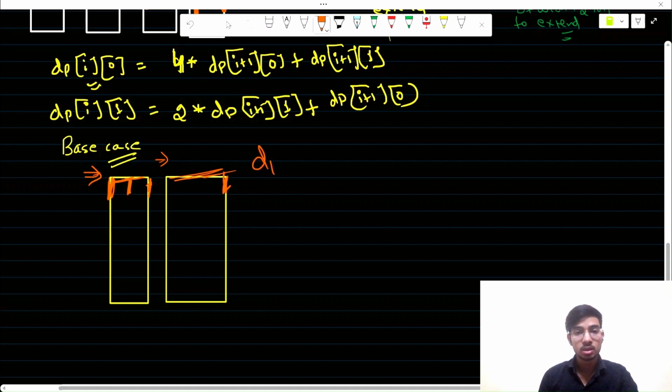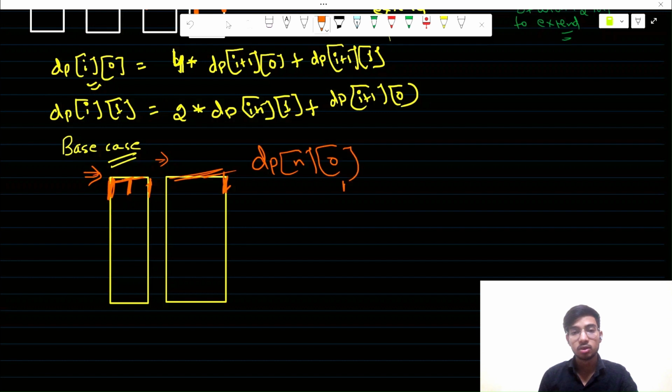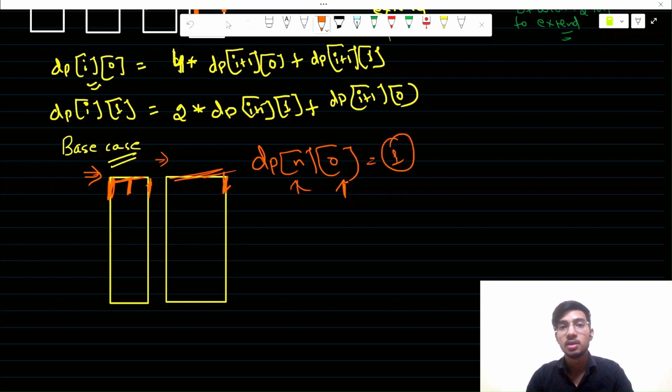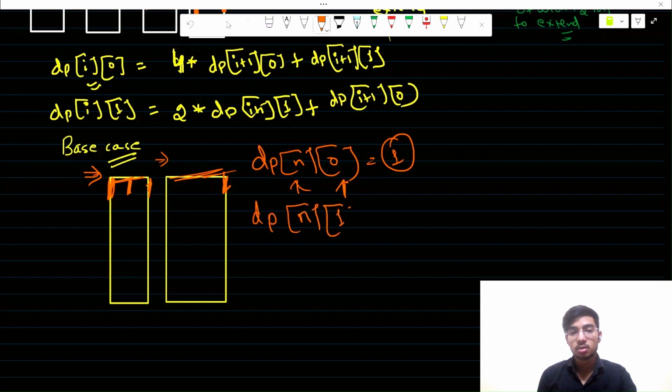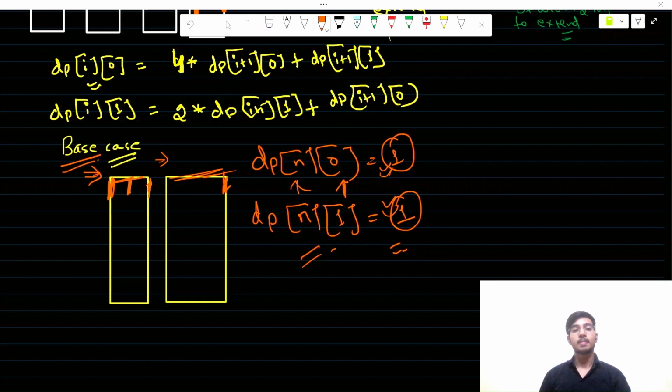So there is only one possibility: dp of n, 0, if width of 1 is trying to extend and you reach the end, there is only one tower that you can build, that's the tower itself. And for this, you can also build only one tower. If you reach the very end, there is only one possibility. So this will be the base. This is the base case.